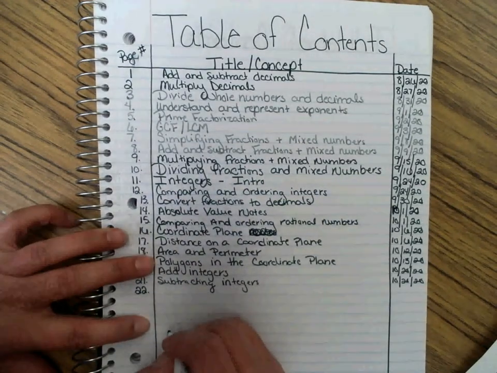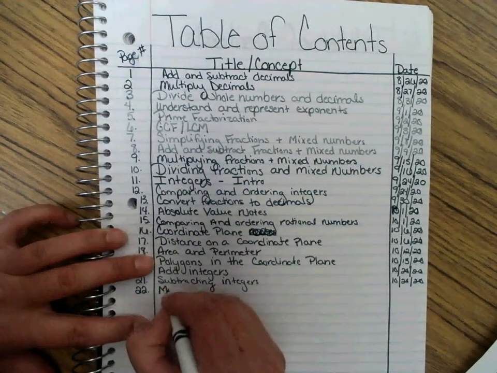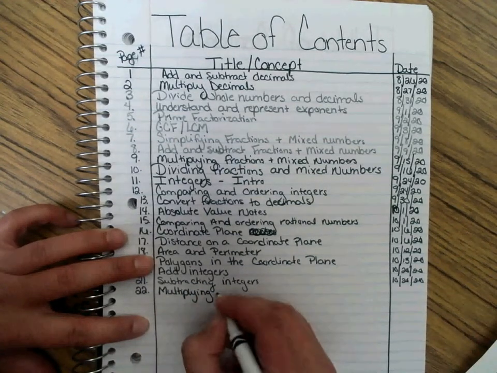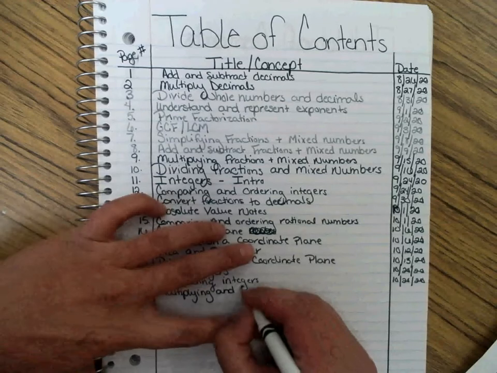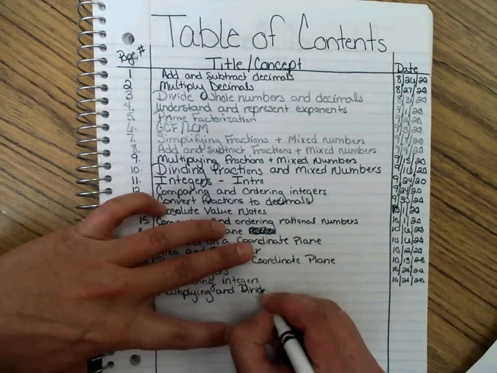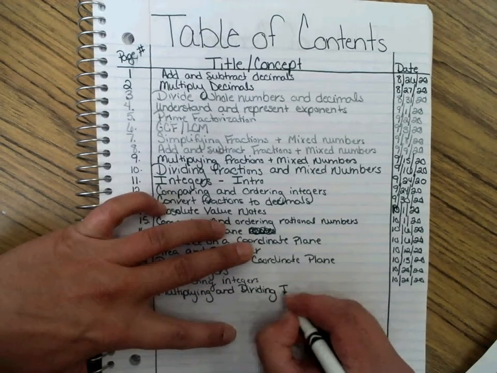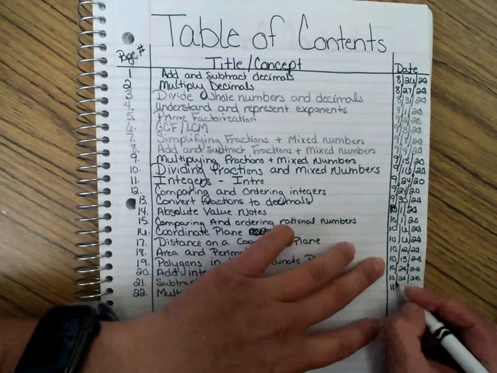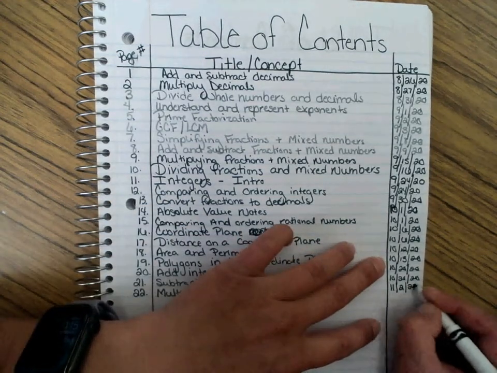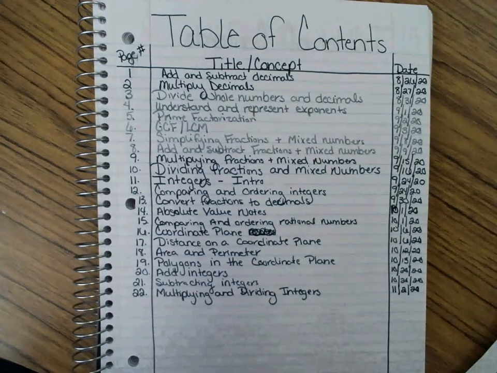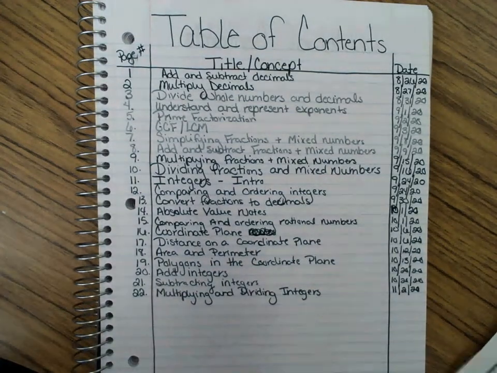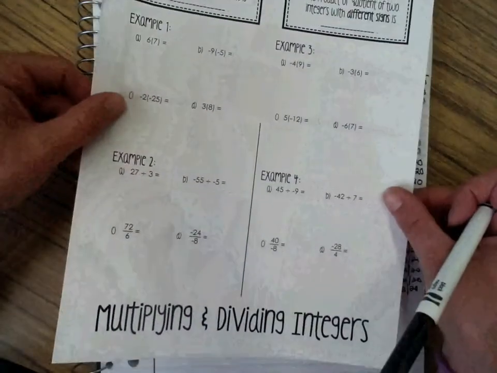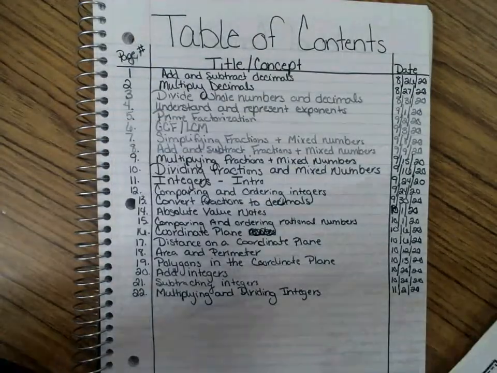We're going to be multiplying and dividing integers. We're going to put 11 to 20. Okay, so page 22, multiplying and dividing integers. So for this, you received a foldable that looks like this. You're going to need that out and in front of you so we can take notes.